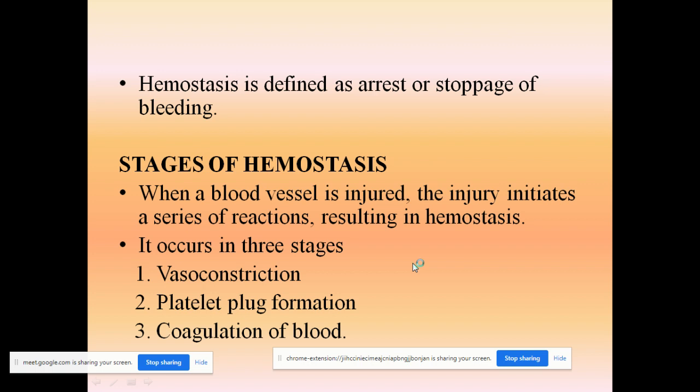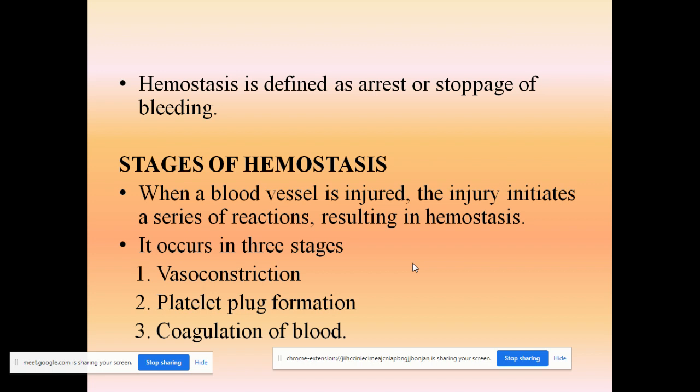Whenever there is an injury. As we have seen very clearly, I hope you understood the mechanisms. When there is a tissue injury or a blood vessel is injured, the injury initiates a series of reactions. This will cause the loss of blood. Hemostasis is the stoppage of blood flow through the site of injury towards the outside. So that is very, very important. This is what we are going to study about hemostasis. Hope you have understood the meaning of the topic.